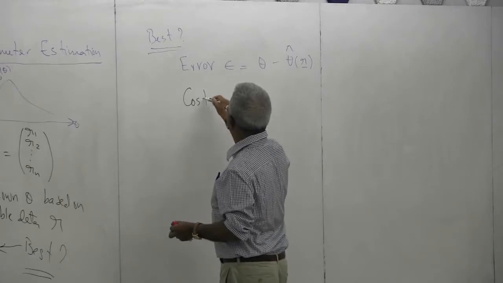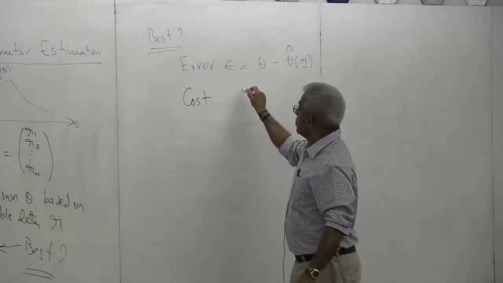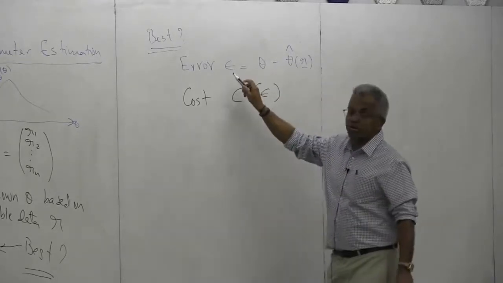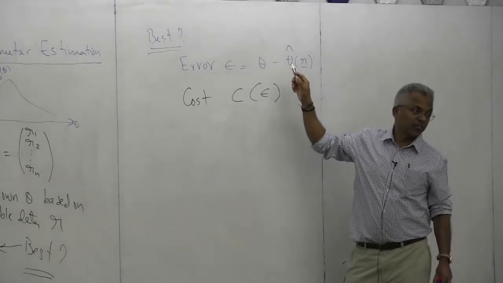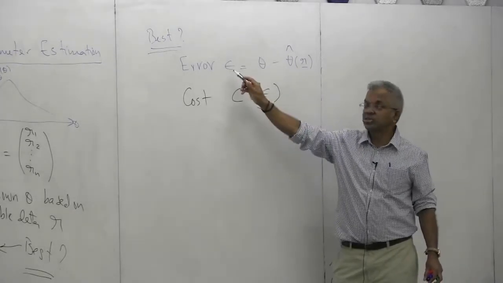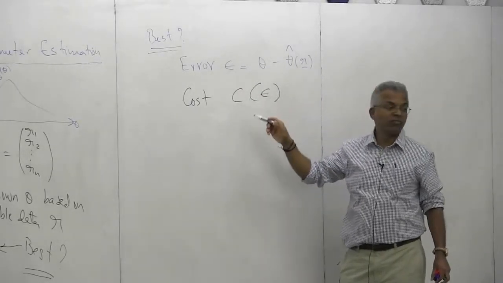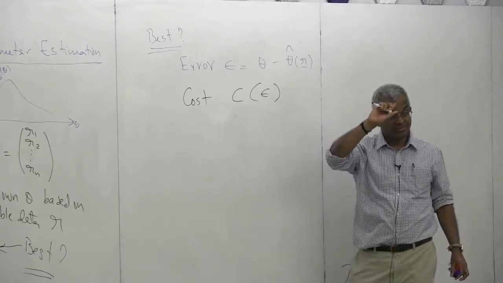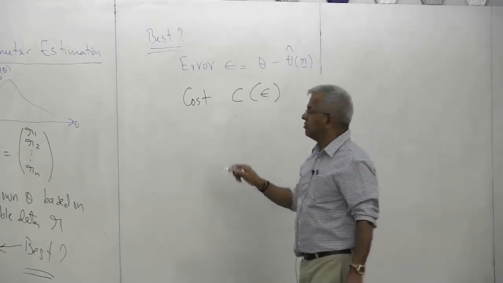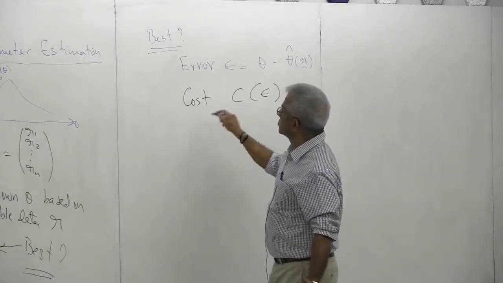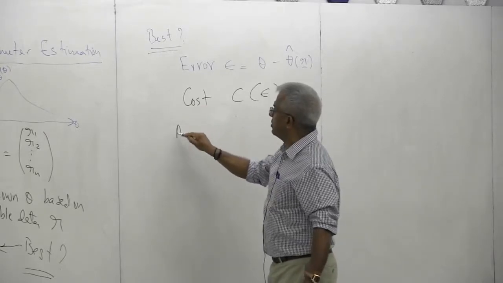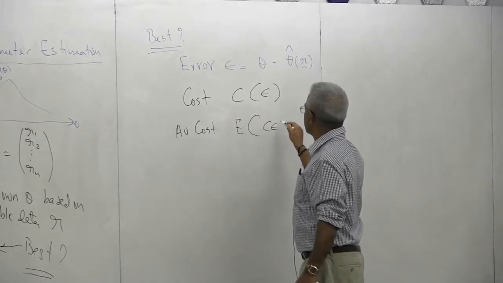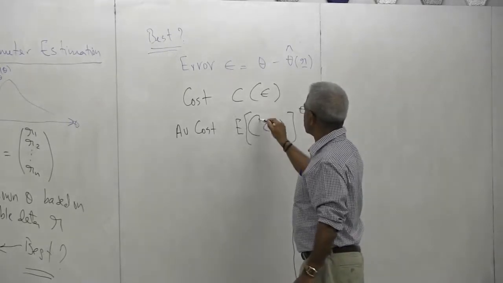So like in the detection case, we could have a cost function. Remember, look here, these are certainly random variables, right? This is a function of random variables. So this cost itself, the way I have defined it, is a random variable. So if you want to minimize, you really should be minimizing the average cost, or the expected value of C of epsilon, right? So this is your C.